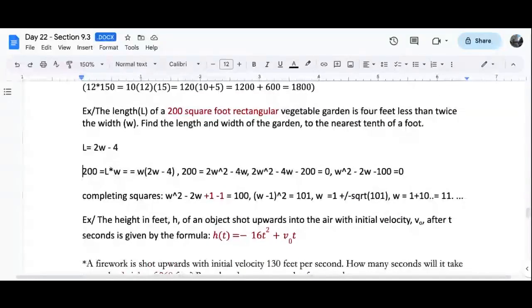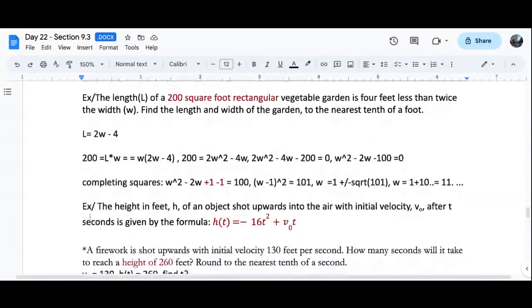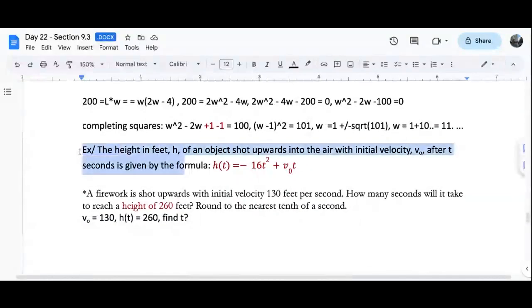Anyone has any questions? All right. Let's see this example.